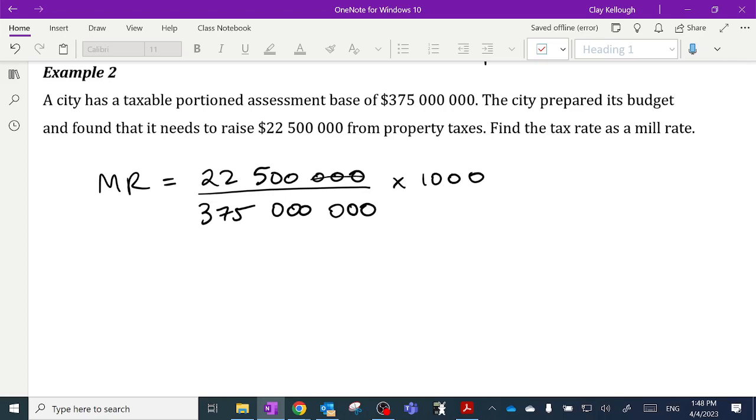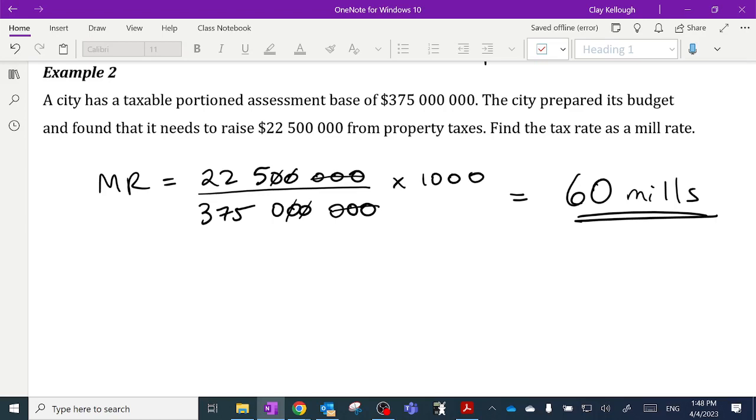Notice that if there's 3 zeros up here and 3 zeros down there, you could just sort of cancel them. And then that 0 would cancel that 0, and then, okay, I can't cancel zeros anymore. So on my calculator, I would actually go 225 divided by 3,750, times 1,000, and I get 60. 60 what? $60? 60%? Nope. 60 mils.